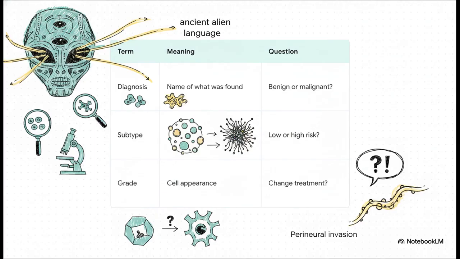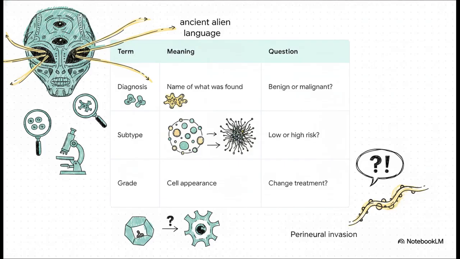I know, staring at these reports can sometimes feel like trying to decipher an ancient alien language. So let's translate a few key terms into plain English so you can actively chat with your doctor. Take histologic subtype. That simply means the microscopic growth pattern. Your follow-up question should be, is this a low-risk or high-risk pattern? Then there's differentiation. That's just a fancy way of asking how much these tumor cells still resemble normal cells. Ask your doctor, does this grade actually change my treatment?